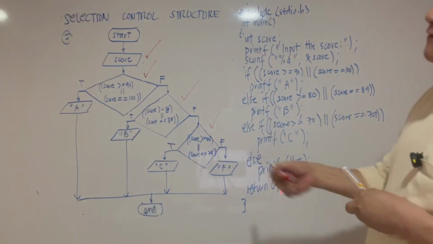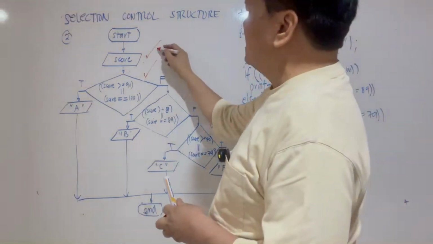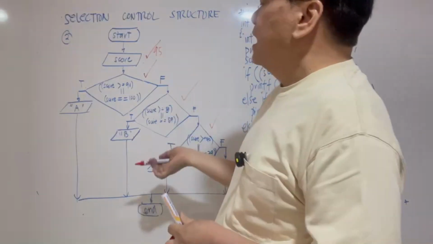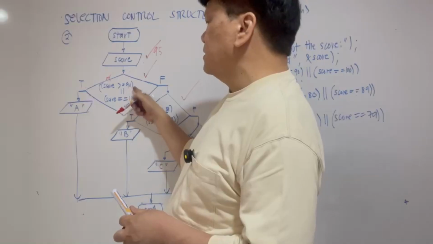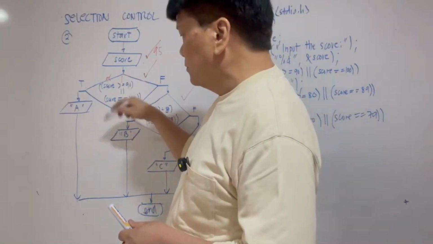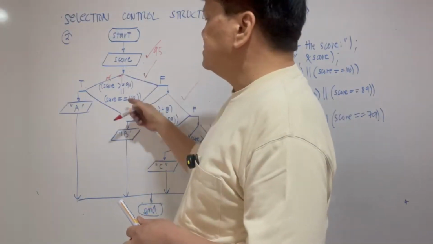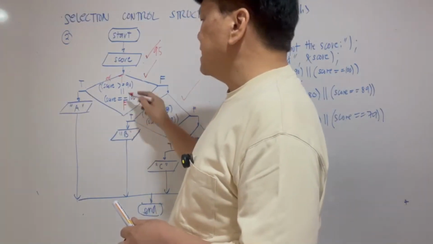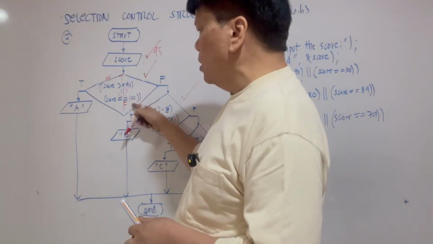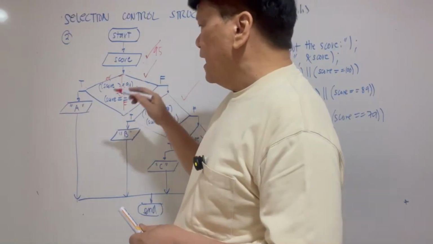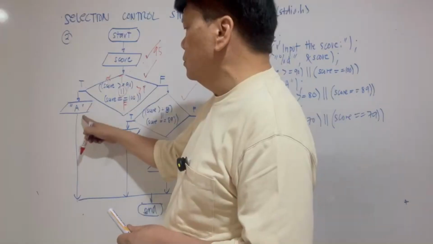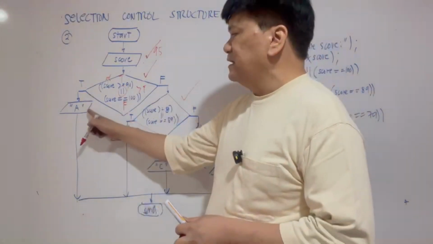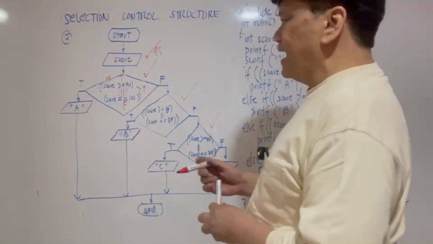So let us say, for example, your score is 95. That is equal to 95. So is 95 greater than or equal to 90? That is greater than, so true. Now is it equal? False. But true or false will give you an output, a value of true. So definitely that will output the letter grade A.